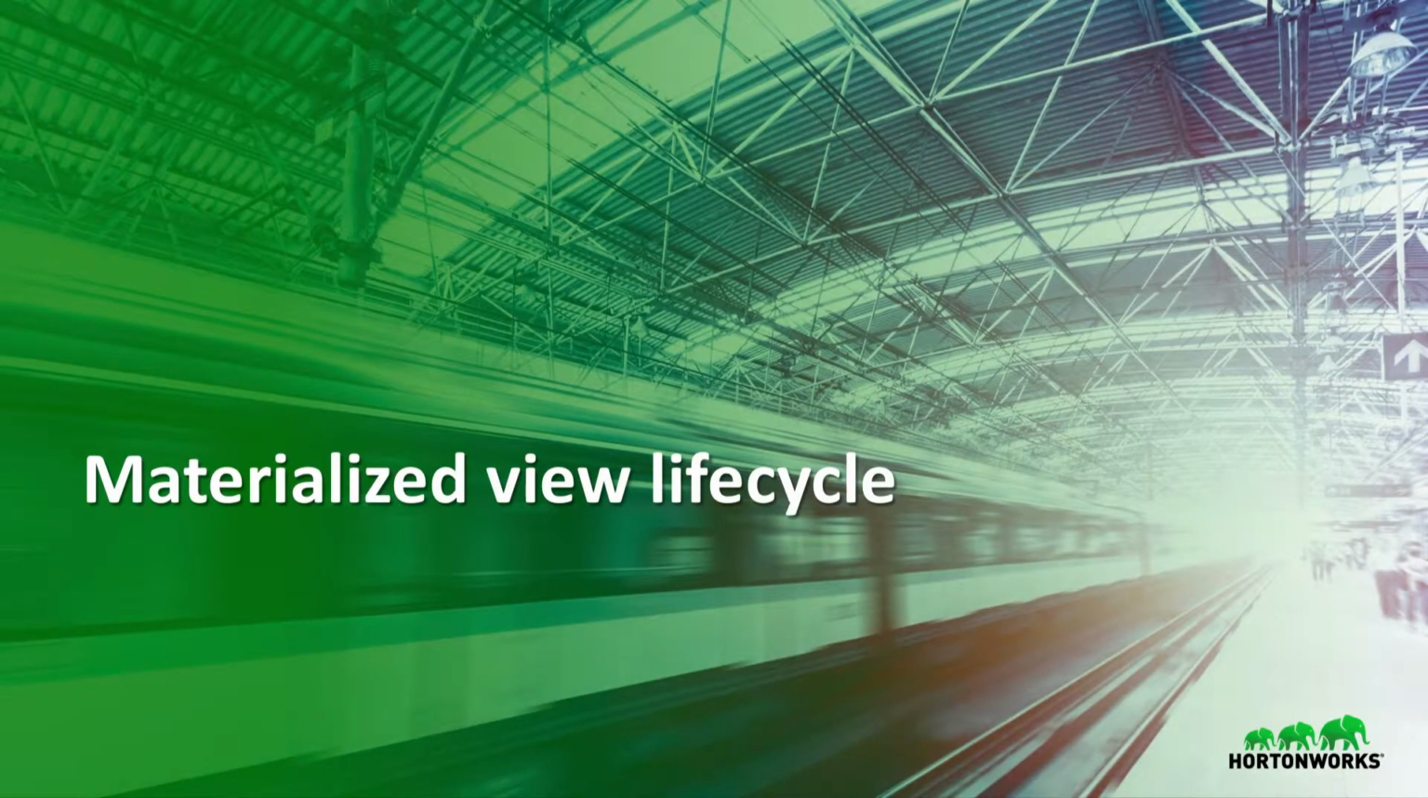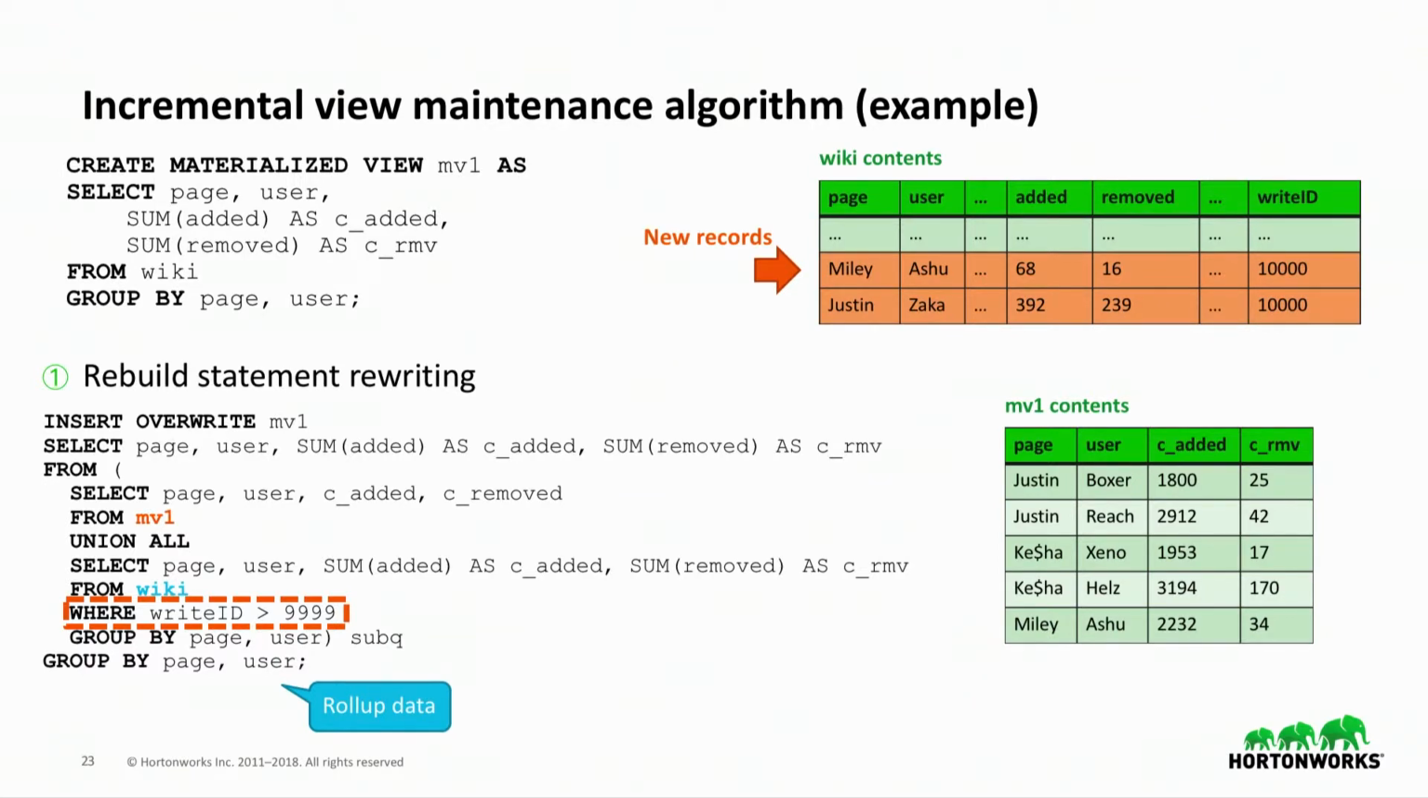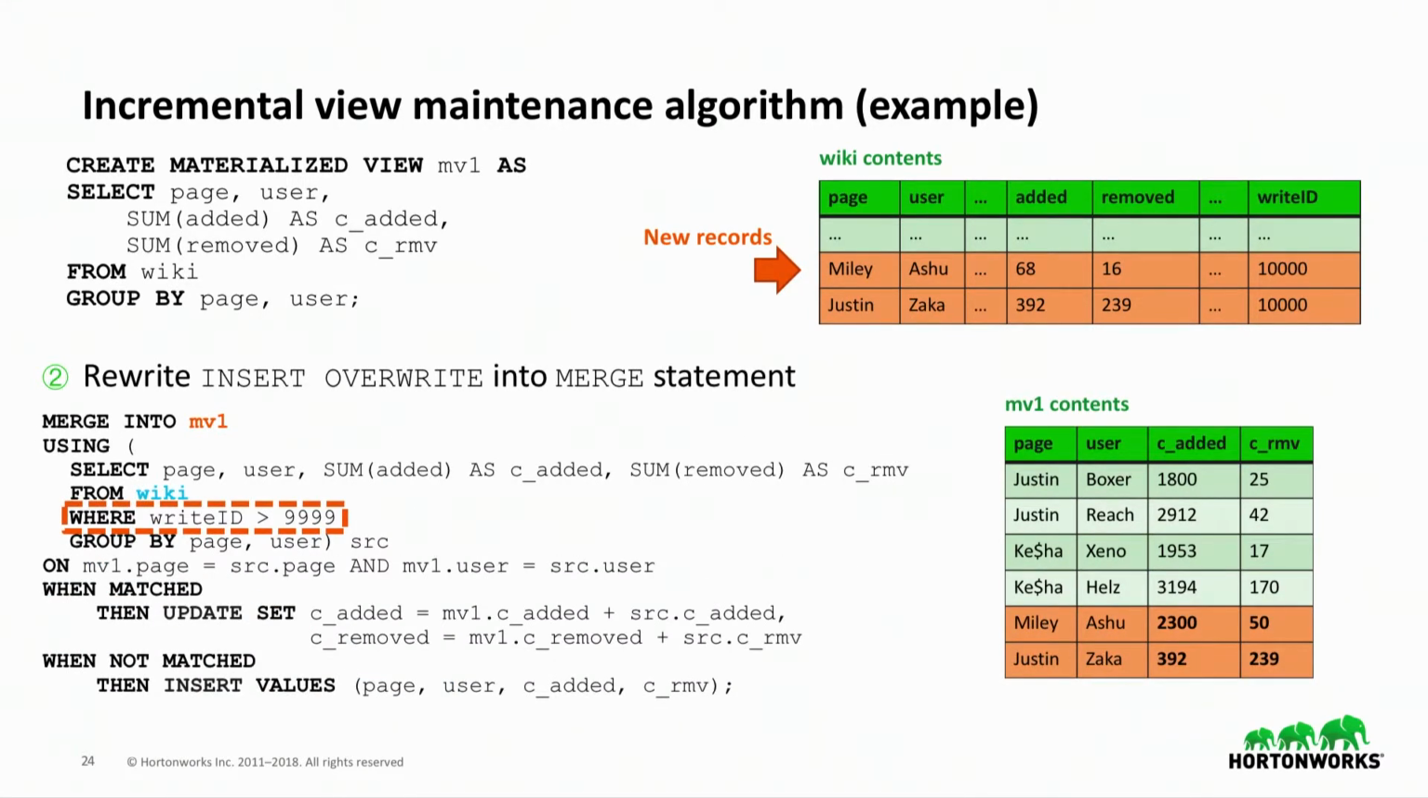Oh, I went too quickly. So what happens here is that the first row was existing, so it will be updated, and the second one didn't exist, so it will be a new row in the materialized view. So that's how the system works internally.